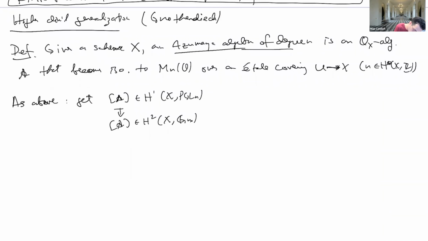Now, one thing you should know about this is that n times the class of A is equal to 0 in H2 of X, G_m. Here, this is where I don't want anybody to say, I don't want to get involved with this right now. Okay, please don't say anything about that. This is a torsion class.